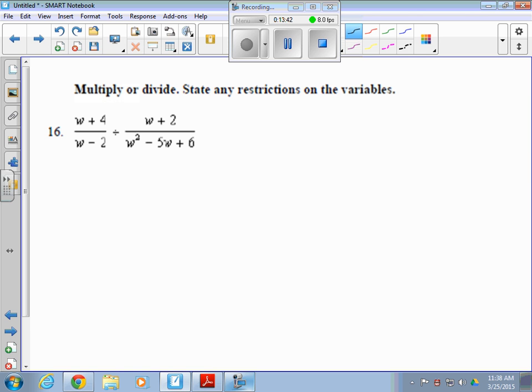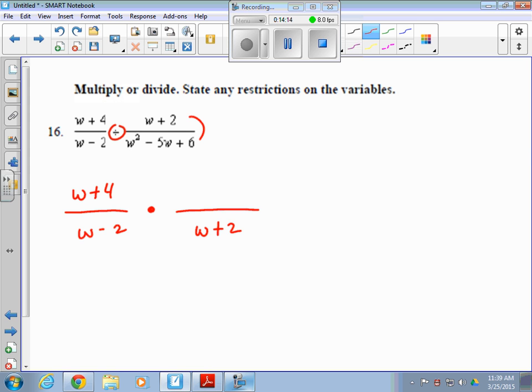Number 16 says multiply or divide, then state any restrictions on the variable. W plus 4 over W minus 2 divided by W plus 2 over W squared minus 5W plus 6. First things first, division of fractions means to multiply by the reciprocal. So we'll flip all of that. So the first one's going to stay the same, W plus 4 over W minus 2. The second fraction, it becomes multiplication. And the top, W plus 2, goes to the bottom.